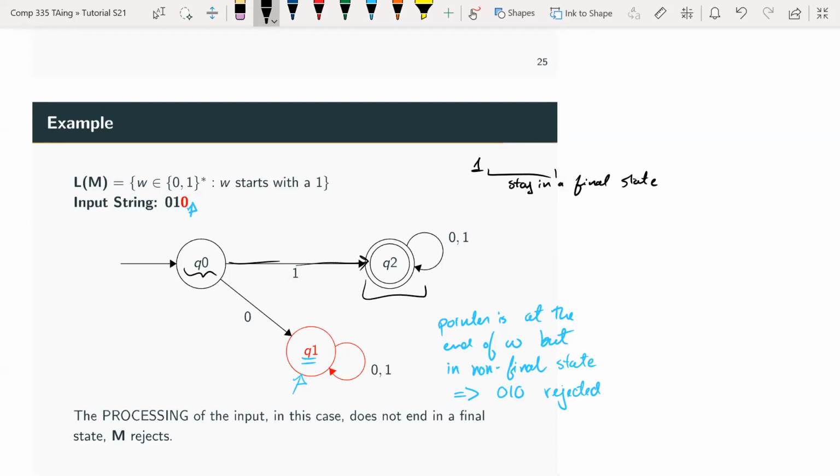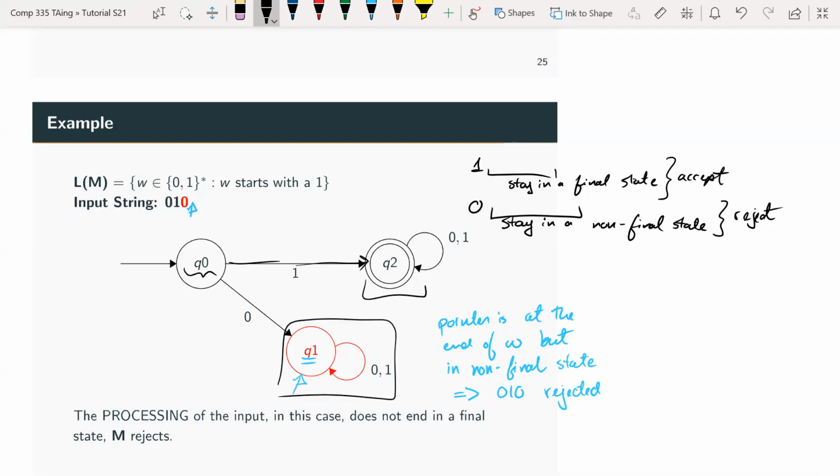Whereas if your string starts with a 0, then it doesn't matter what's after your 0. You're going to stay in a non-final state, which means that you're always going to reject strings that start with 0, and you're always going to accept strings that start with 1. Another term that we sometimes use for this type of state is garbage or dumpster state, because once you enter this state, you can never get out of it.